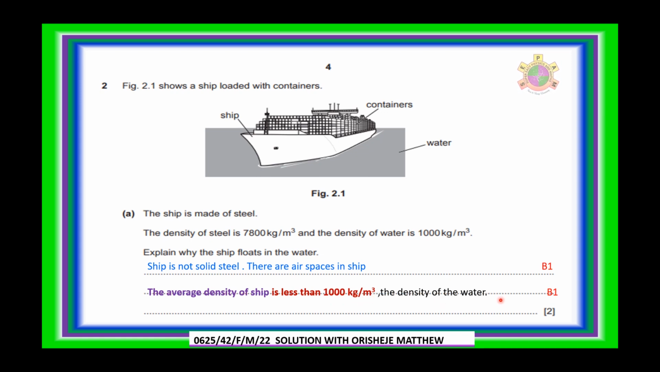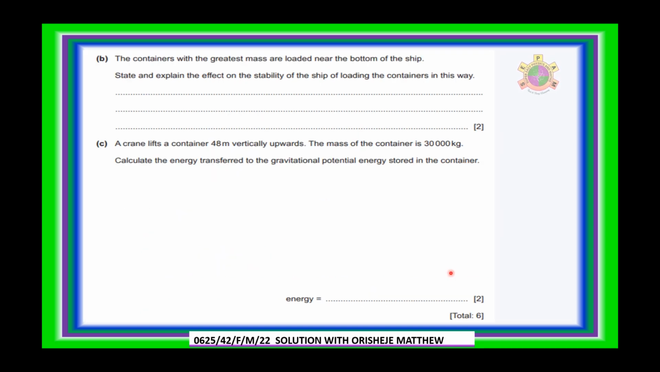State and explain the effect of loading the heavy containers at the bottom of the ship. The reason is to increase the stability, because the lower the center of gravity, the higher the stability. So condition for stability, the center of gravity is lower, and then so the ship is more stable. It's as simple as that. So you have your 2 mark answer there.